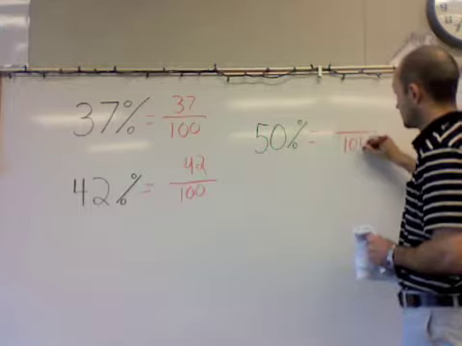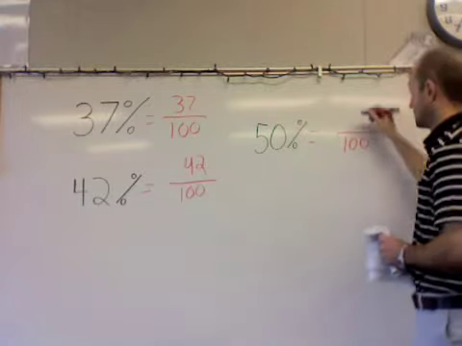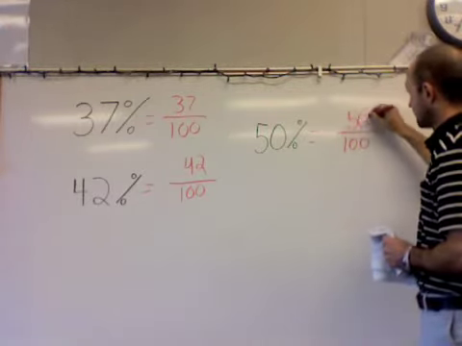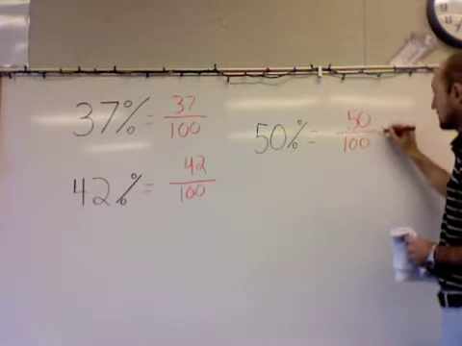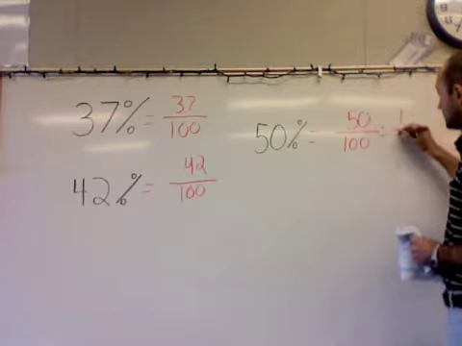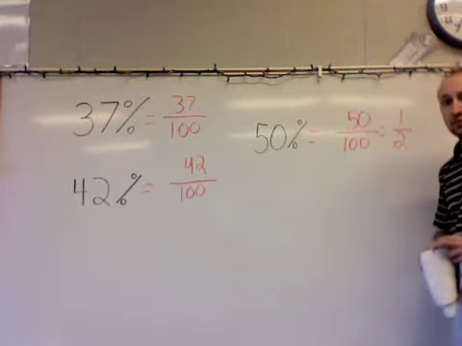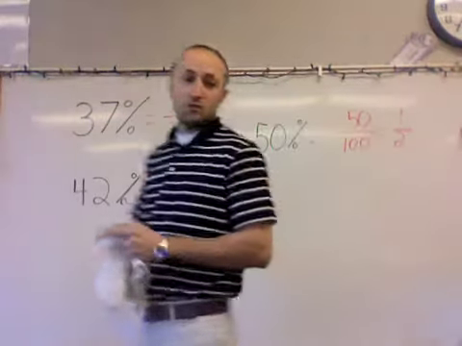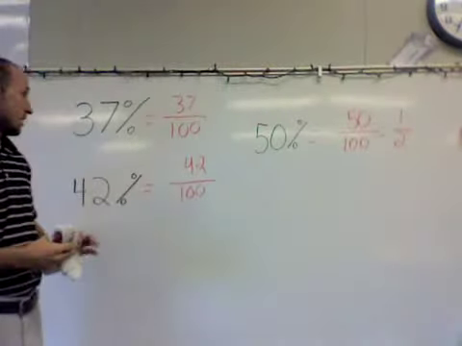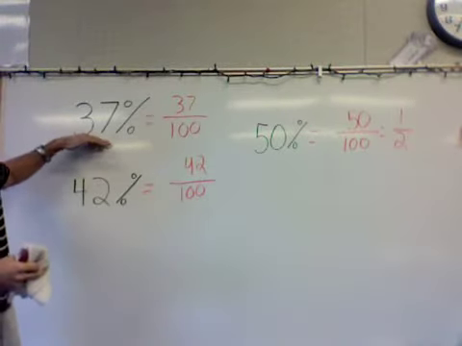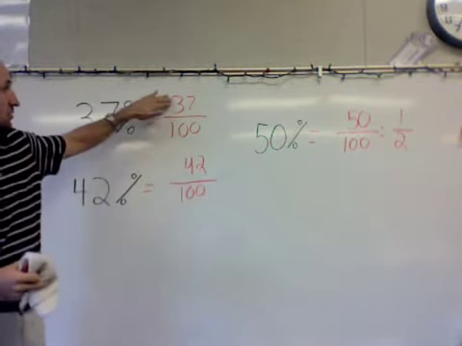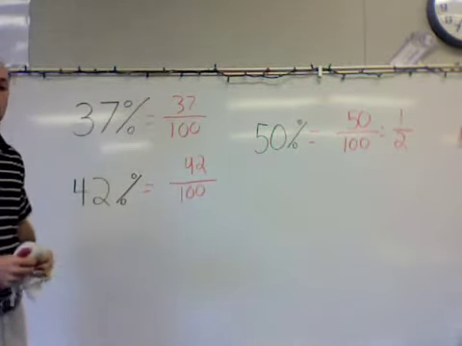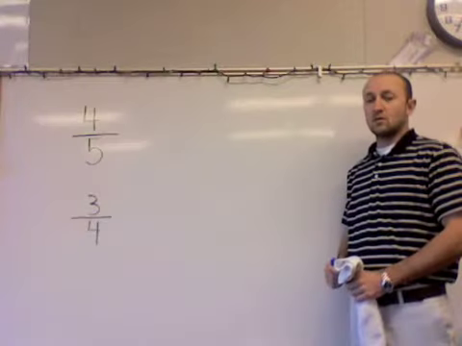Denominator is still 100. This time we got 50, but if I look at this, 50 over 100, we know it can be simplified down to 1/2. So remember, whenever we want to find a fraction out of a percentage, we take it out of 100. 100 becomes our denominator, our percentage becomes our numerator, and whenever we can simplify, we need to simplify.